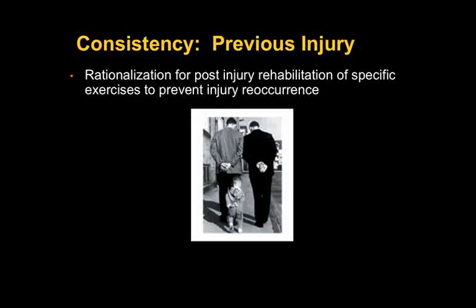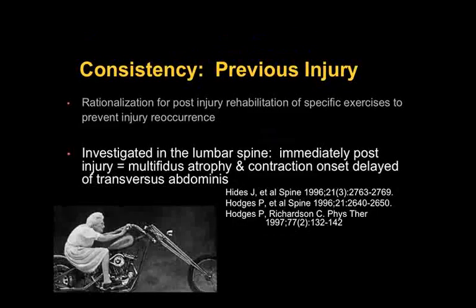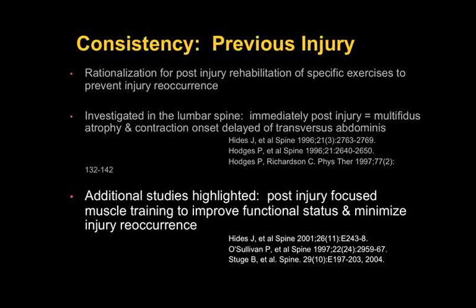There's a rationalization for post-injury rehabilitation for specific exercises to prevent injury occurrence. This is not rocket science for any purpose out there. The investigations in the lumbar spine show, immediately post-injury, multifidus atrophy and contraction, delayed onset of transverse abdominis, and most of you in the audience are familiar with these. Additional studies highlight that post-injury focused muscle training to improve functional status and minimize injury occurrence occurs in these multifidus muscles.